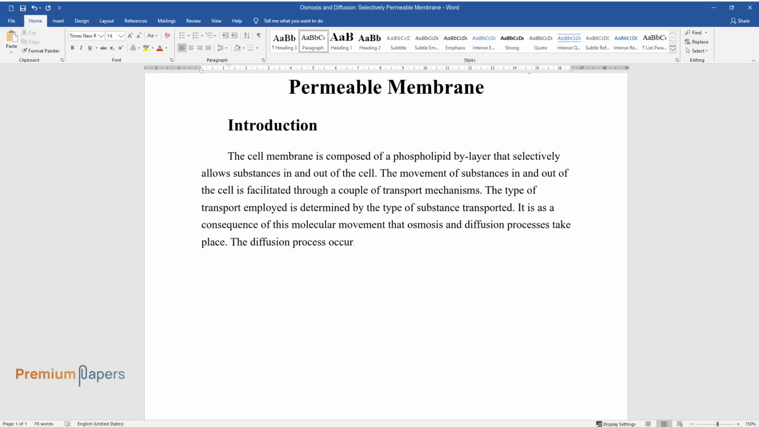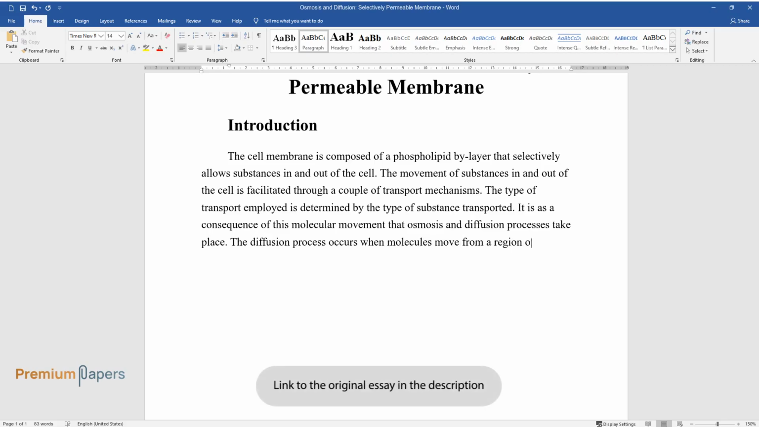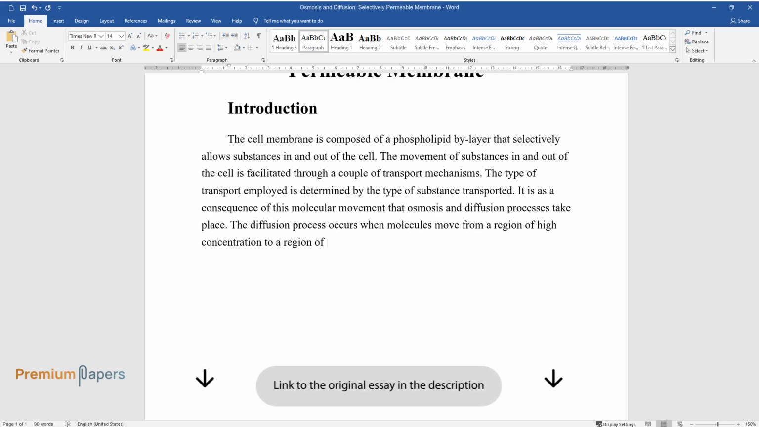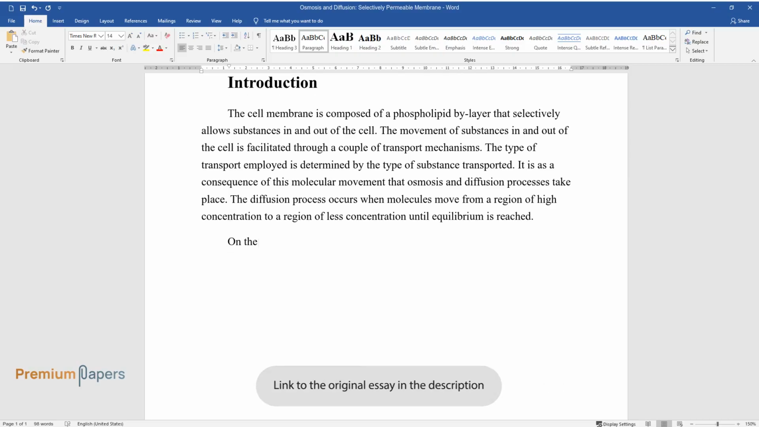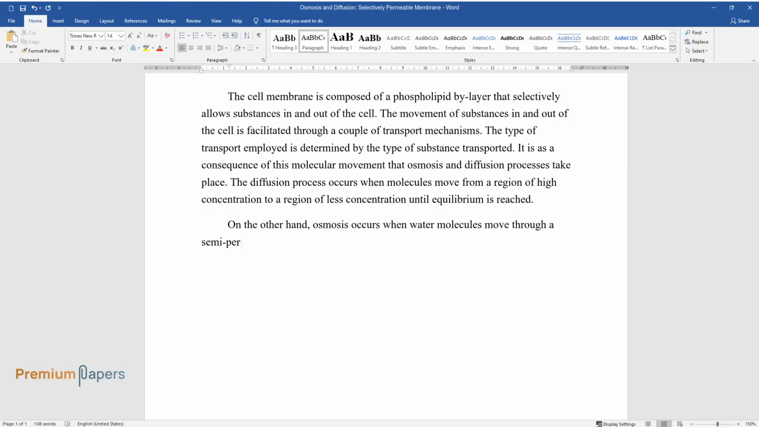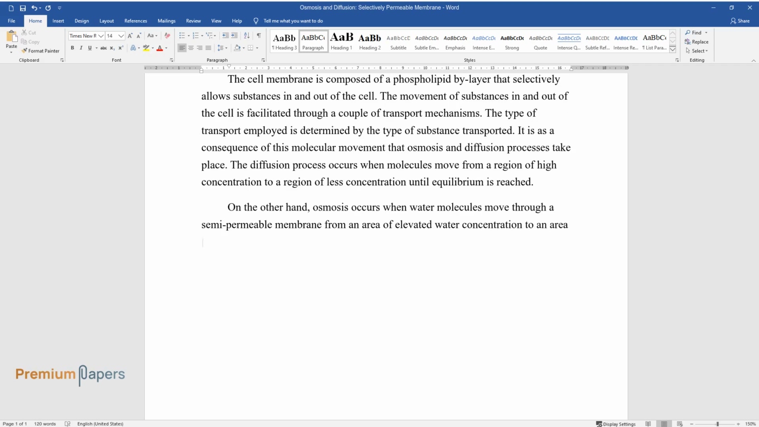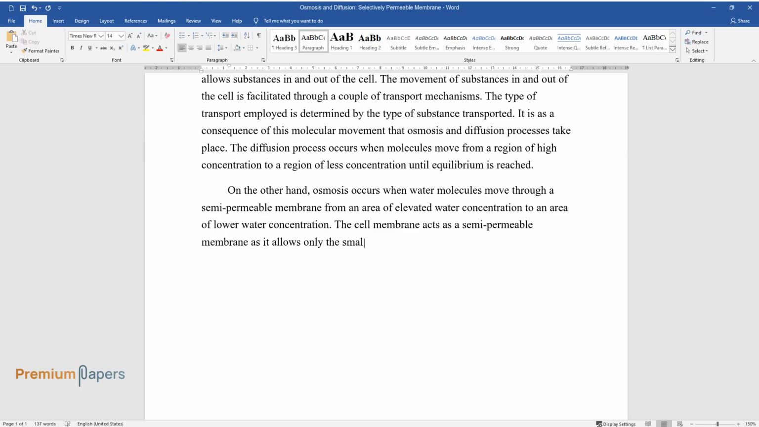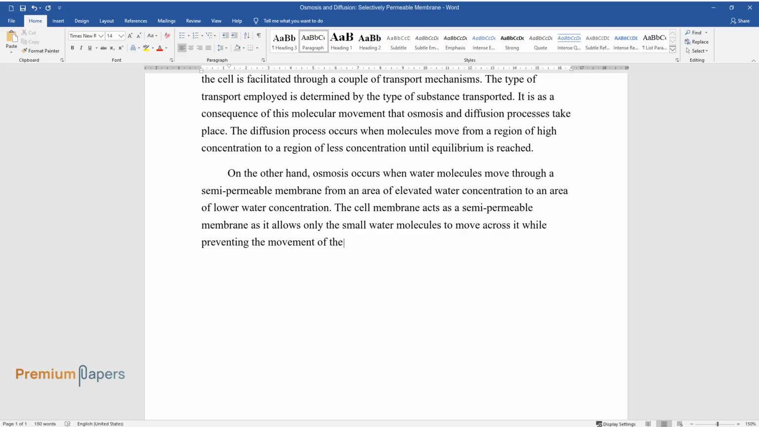The diffusion process occurs when molecules move from a region of high concentration to a region of less concentration until equilibrium is reached. On the other hand, osmosis occurs when water molecules move through a semi-permeable membrane from an area of elevated water concentration to an area of lower water concentration. The cell membrane acts as a semi-permeable membrane as it allows only the small water molecules to move across it while preventing the movement of the solutes that are big.